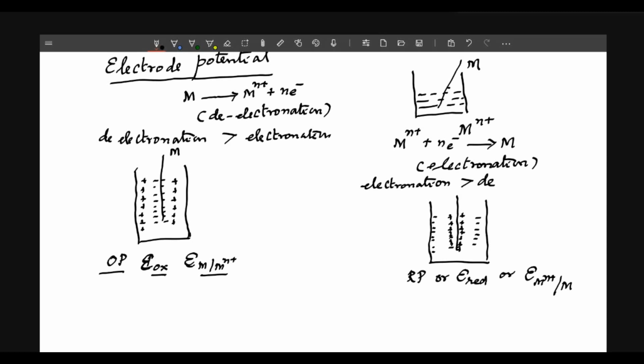And there is a sign convention for this potential and that potential. For any metal, the oxidation potential is equal to its reduction potential, but the sign is changed.